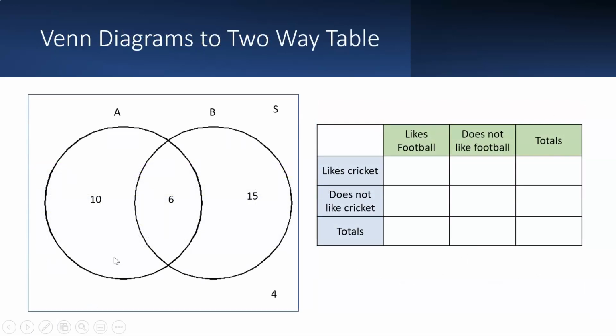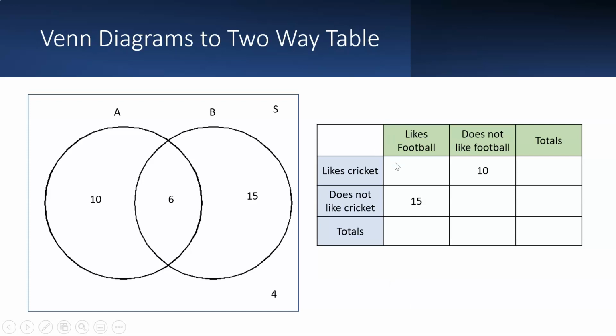Okay, so how do we put this information into a two-way table? What have we got first of all? We've got students that like cricket and do not like football. So that's our 10 there. Next up, we've got these students who like football, but they do not like cricket. So we've got 15 of them. So we've done these guys and these guys.